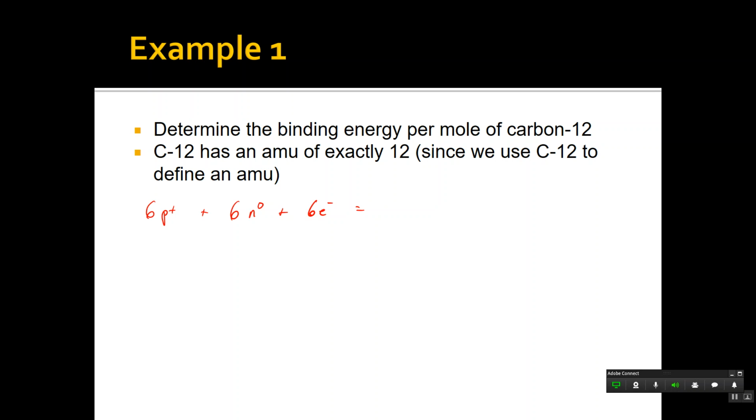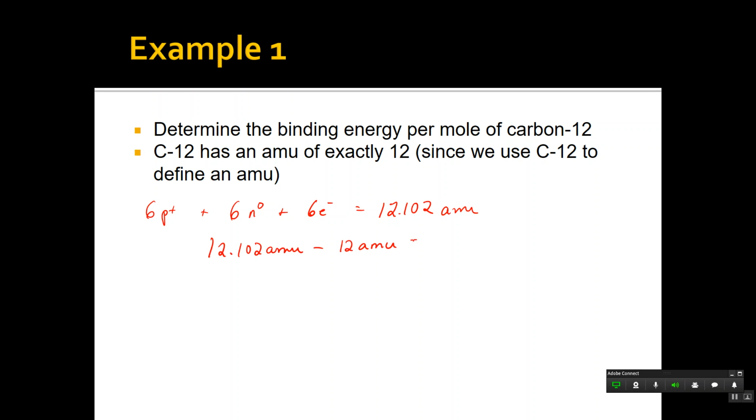And I can find my mass defect by subtracting the whole atom from all the individual parts. So it's going to be 12.102 AMU minus 12 AMU, because that's what a carbon 12 weighs. So I'm going to get 0.102 AMU. That's my delta M, right?